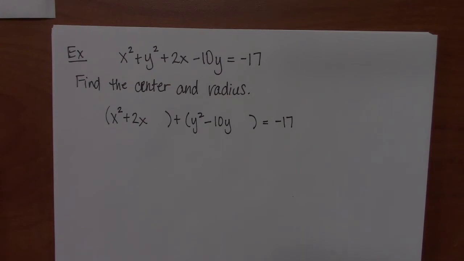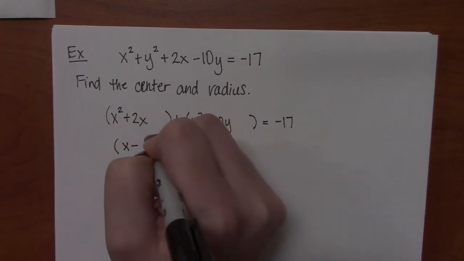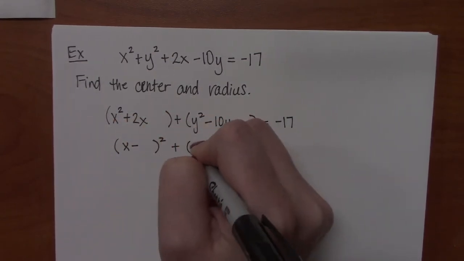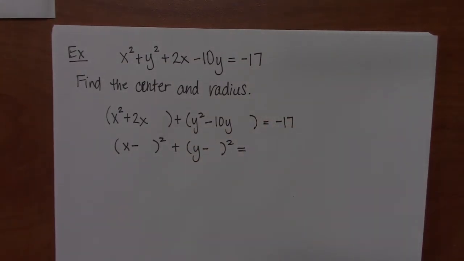So what I tell people to do is the two lines at the same time, right? We know that this needs to factor into x minus something squared plus y minus something squared, okay? So we can actually do these two things in the same step. So here's what we do.